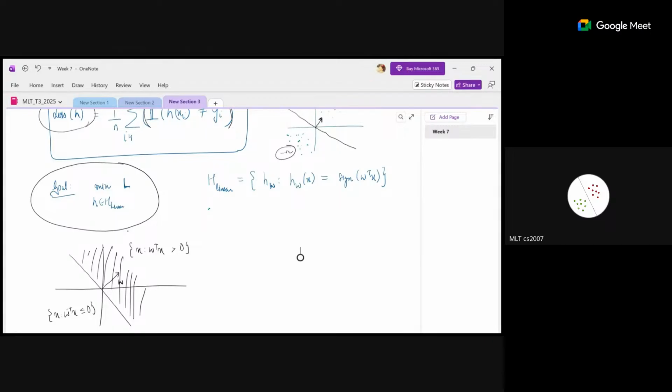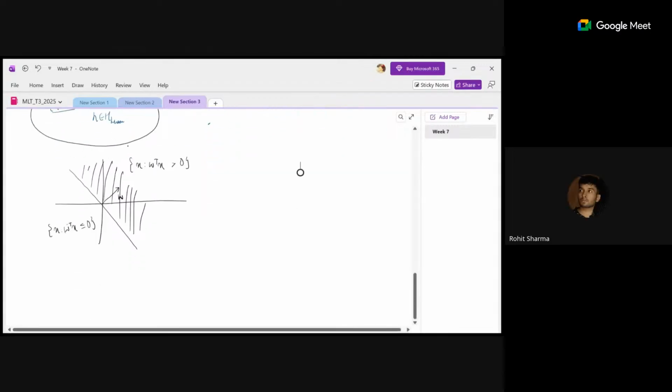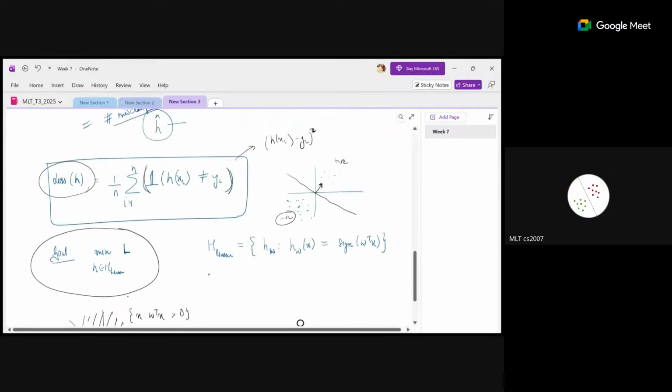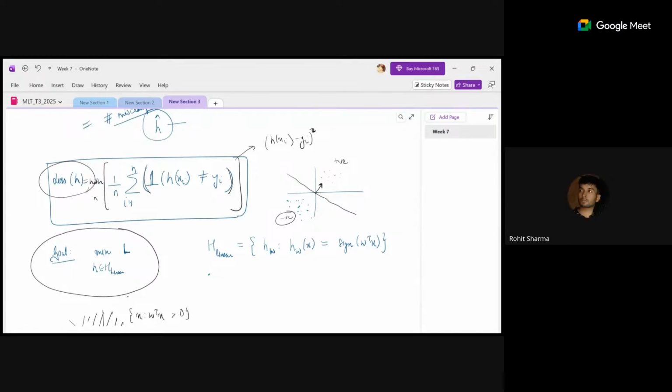Ma'am, can I ask something? Yes, tell me. Ma'am, why are we differentiating? Or why do we need a function which can be differentiable? See, we want to minimize this loss, right? So what is the technique that you know which will help? Oh, yeah, got it. Gradient descent. Yeah, the gradient has to be zero for the minimum loss.